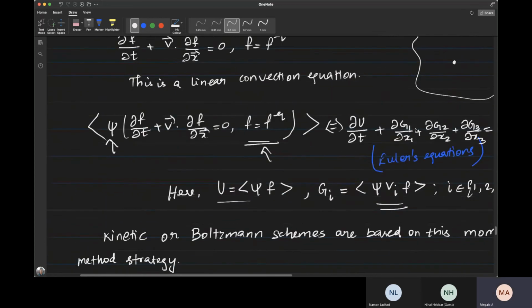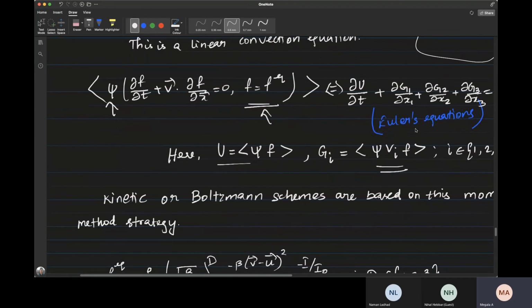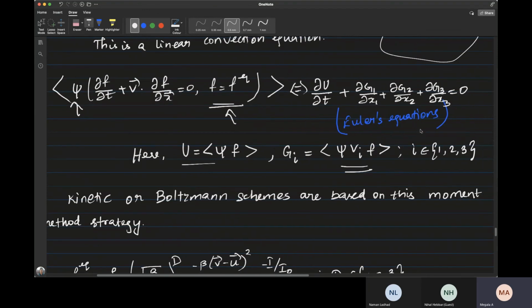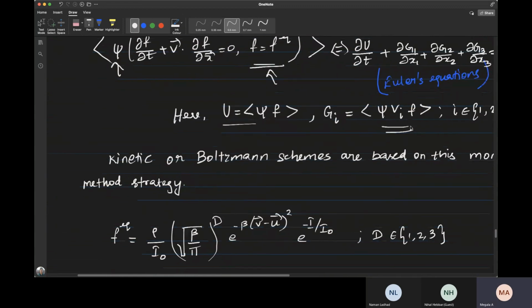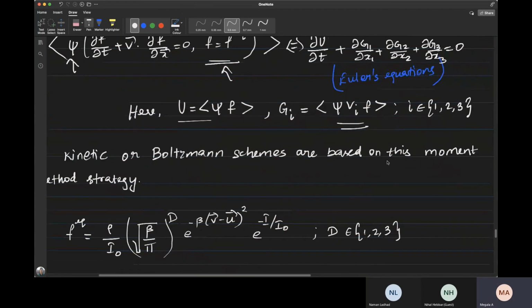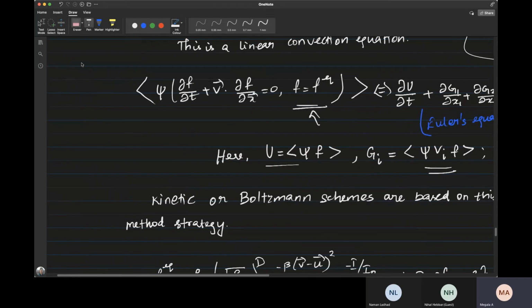So now, we know that macroscopic variables can be obtained from molecular descriptions, that is, statistical descriptions. And we can formulate kinetic or Boltzmann schemes based on this strategy. This is actually known as the moment method strategy.